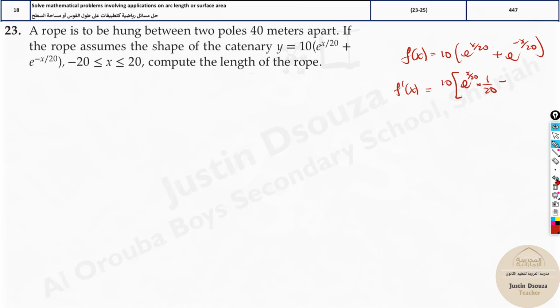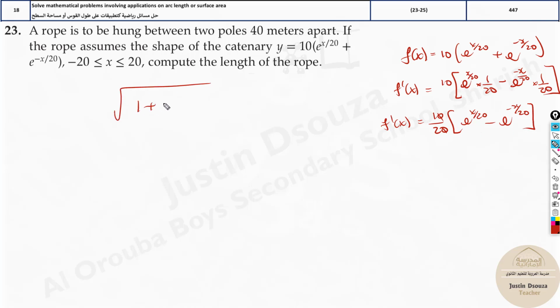Now I'll directly write it's minus. Why? Because there's minus over here, so it'll be negative. e to the power minus x by 20 multiplied by 1 by 20. Now that's enough, but you can simplify it. It's better to simplify f dash of x. Over here, this 1 by 20 and 1 by 20 comes out, so it becomes half again. And we have e to the power x by 20 minus e to the power minus x by 20. That's it. Now let's use the formula.